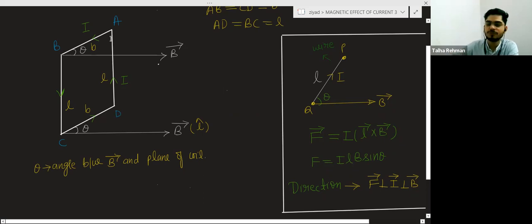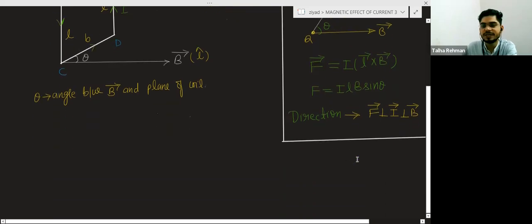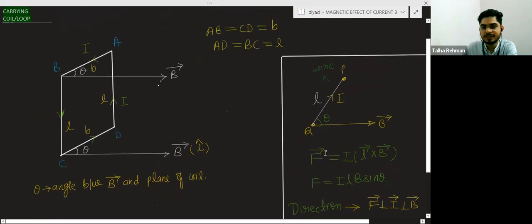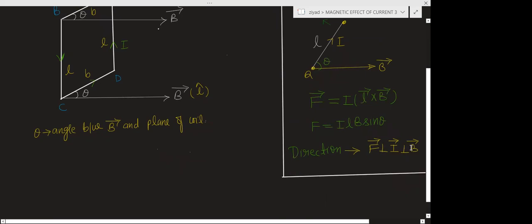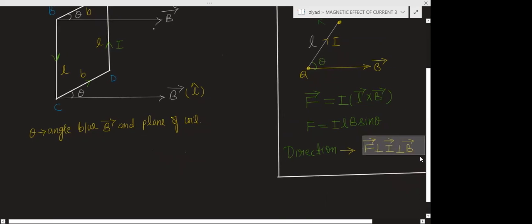And you should know the force on a current carrying wire. Suppose this is the wire PQ of length L, making an angle theta with the magnetic field. The magnetic force on this wire is given by I into L into B into sine theta. This force is perpendicular to the length, and also perpendicular to the magnetic field.